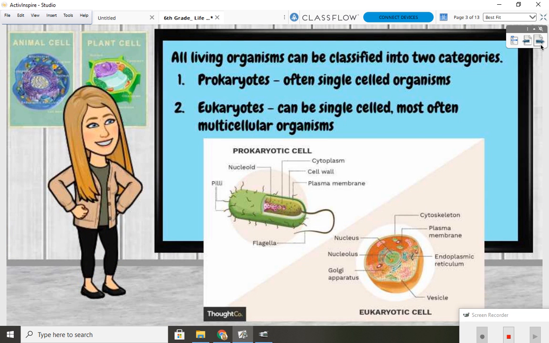First of all, let's talk about all living organisms. They can be classified into two categories: a prokaryote, which is often a single-celled organism, or a eukaryote, which can be single-celled but is most often multicellular. And by multicellular, I mean many cells, or an organism that is made up of more than one cell.